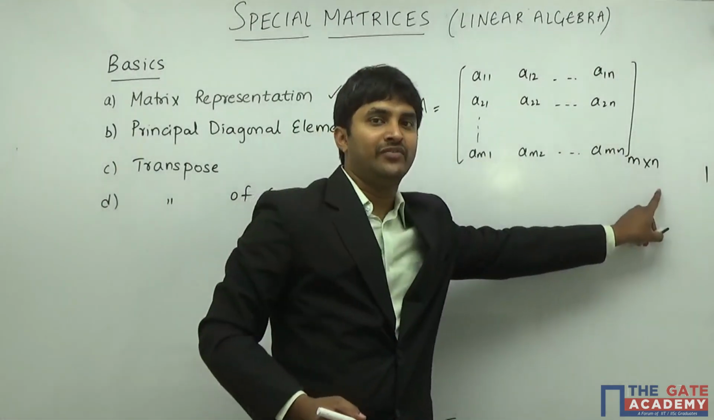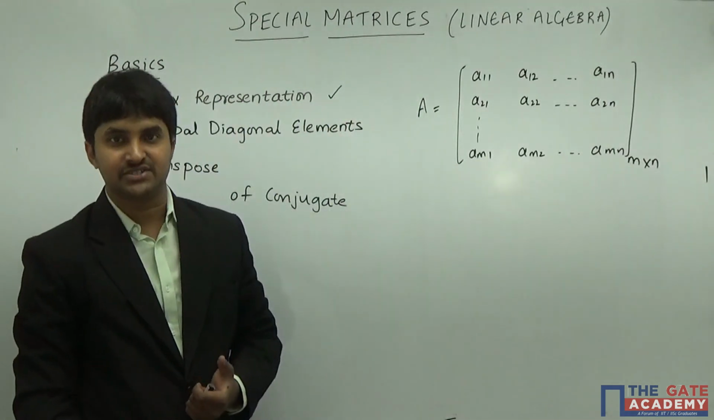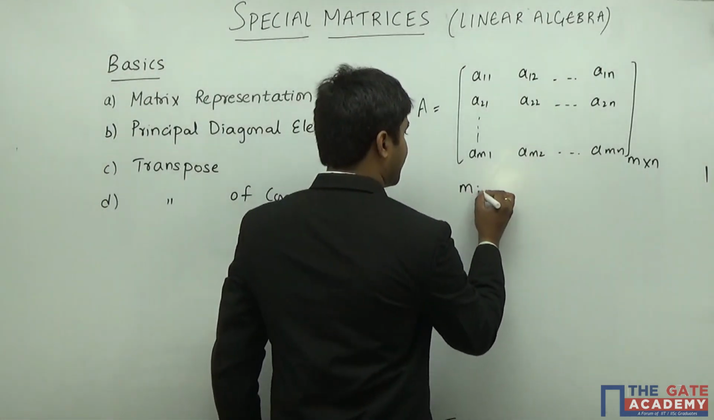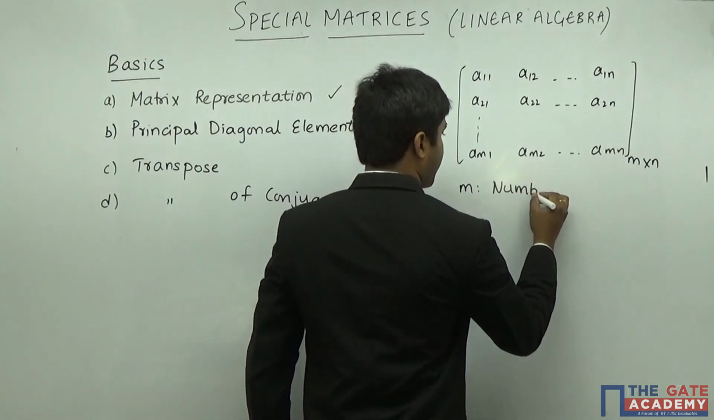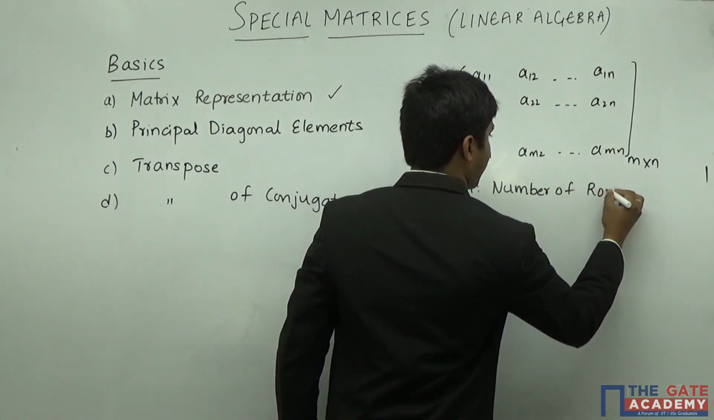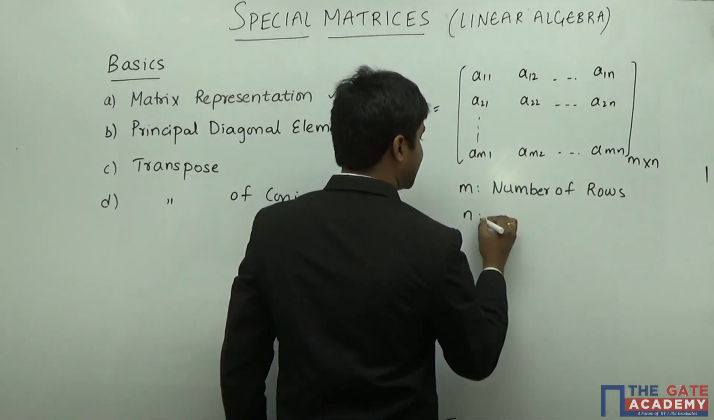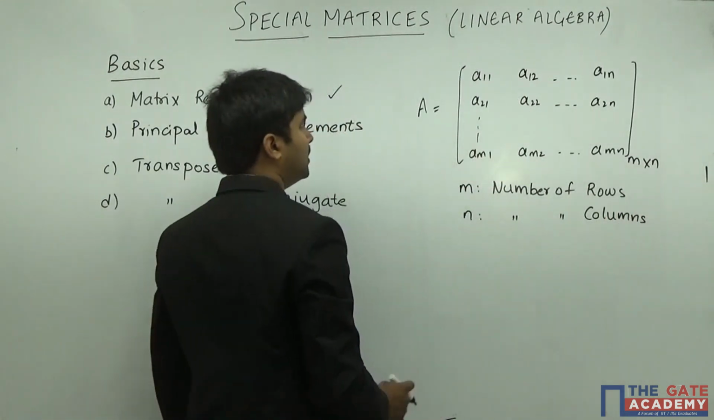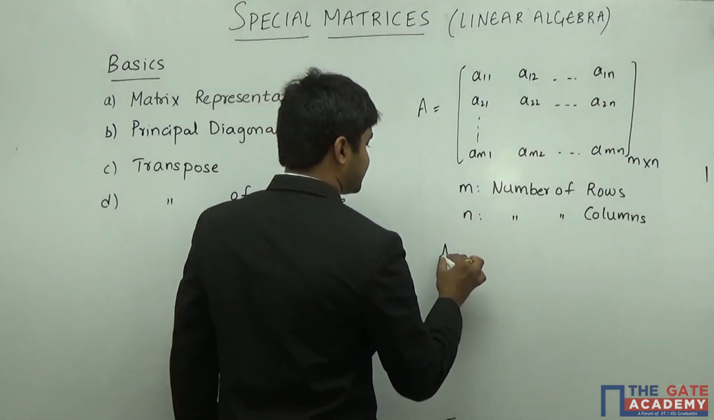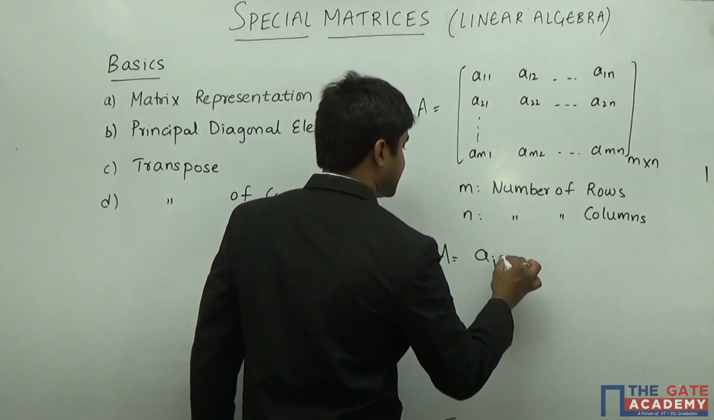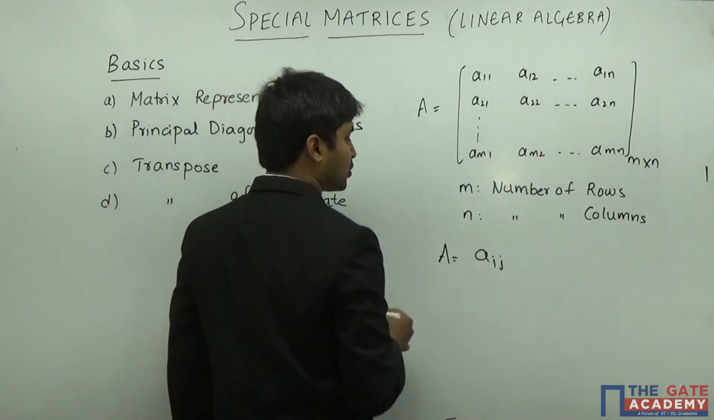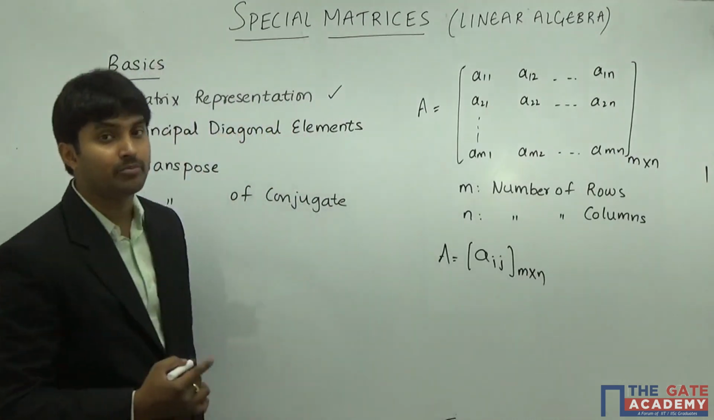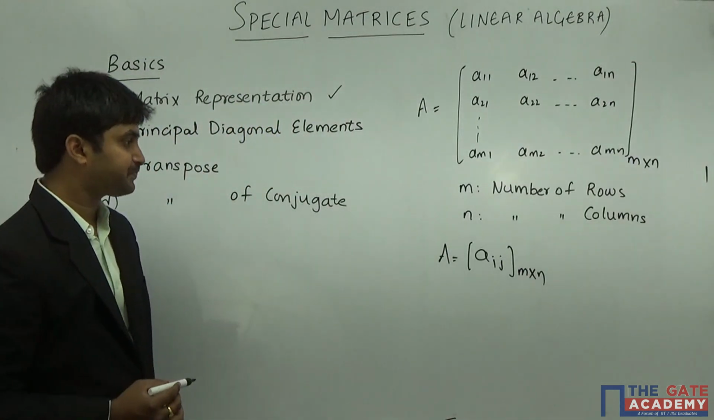This m by n that we are writing is what we call the order of a matrix, where m is the number of rows and n represents the number of columns. And I can simply write the matrix A as Aij of order m by n, where i is the row number and j is the column number.